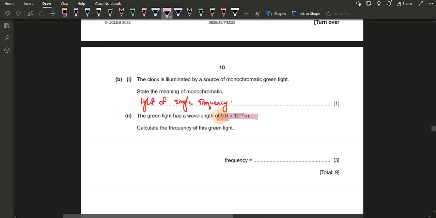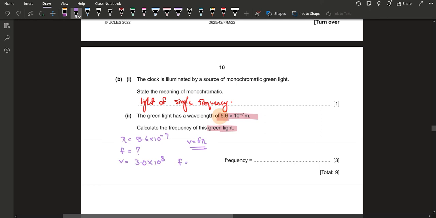Okay, we got a wavelength. Calculate the frequency of green light. Okay, we are supposed to find frequency. We have the wavelength, which is lambda, which is equal to 5.6 into 10 to the power minus 7. We need to find frequency, and we know the speed of light, which is 3.0 into 10 to the power 8. So which formula relates with this? V equals F lambda. We can plug in our values and make F the subject to get the answer.